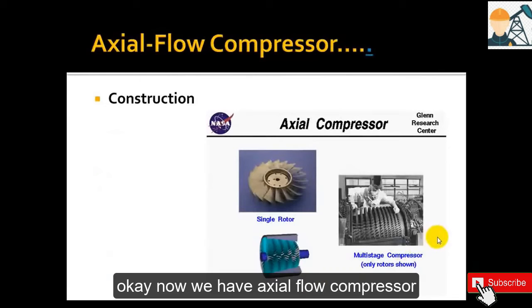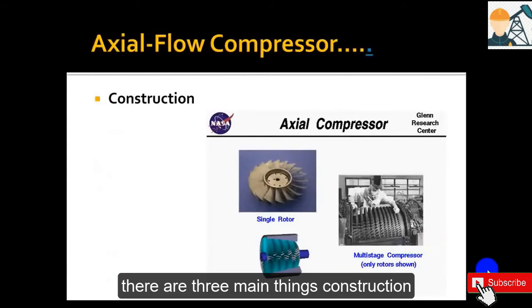Okay, now we have the axial flow compressor. There are three main things: construction, working, and performance. In the axial flow compressor, the air flows parallel to the axis of rotation. The compressor is composed of several rows of airfoil cascades. Some of the rows, called rotors, are connected to the central shaft and rotate at high speed. Other rows, called stators, are fixed and do not rotate.